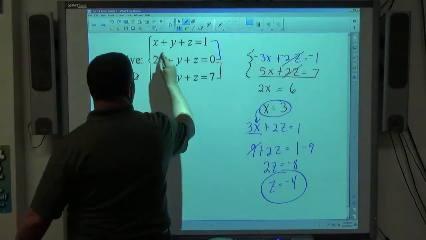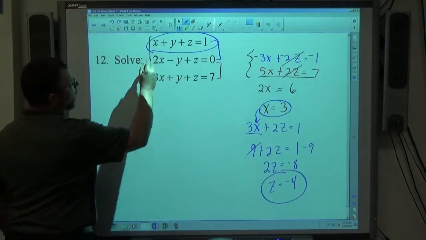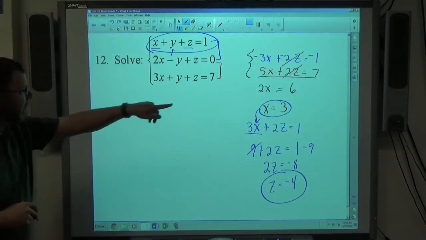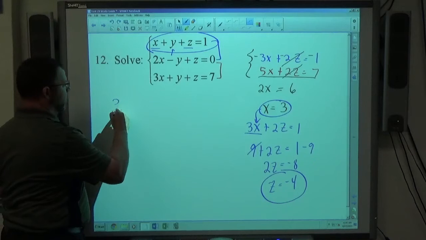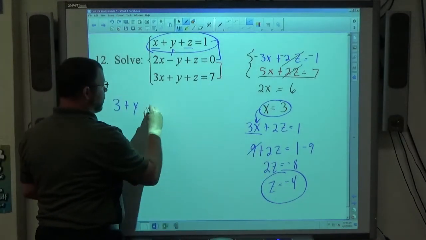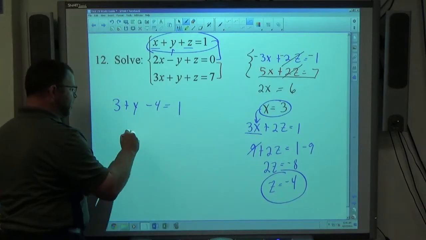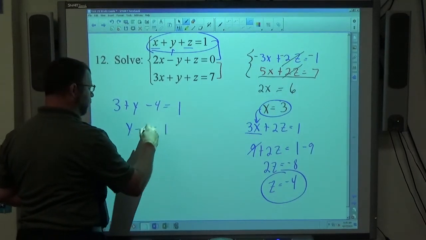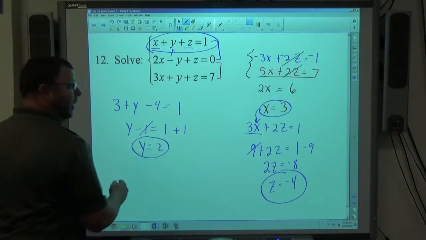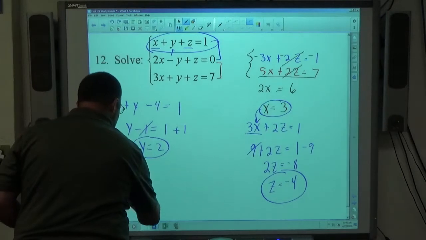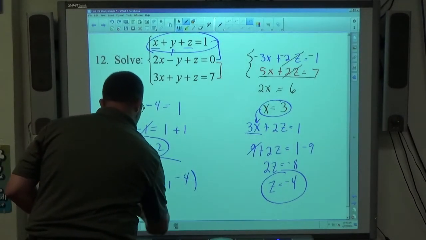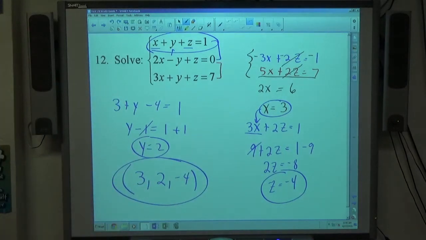I go back to one of these equations, I like this one up here. We know what x equals, we know what z equals, we have no idea what y equals, that's what we're trying to find. So x equals 3, plus y we don't know yet, plus z, so it's plus negative 4, which is minus 4 is equal to 1. That makes y minus 1 equals 1, 1 over plus 1, y is equal to 2. So we figured out x, y, and z, so we're going to write our answers in order triple. X goes in front, then y, then z. Make sure you write your answers in order triple on a system of 3 equations.